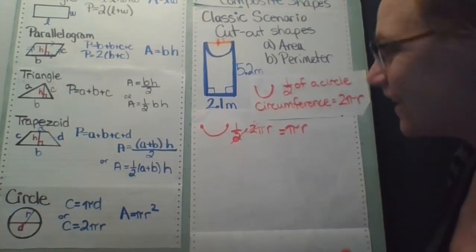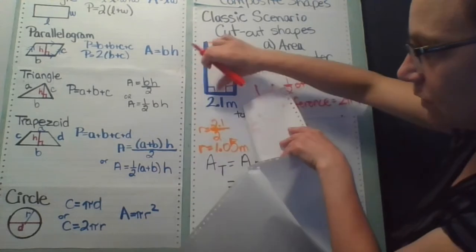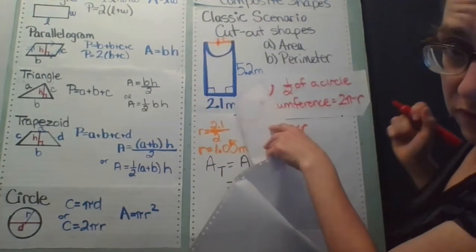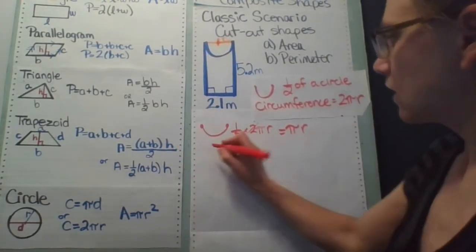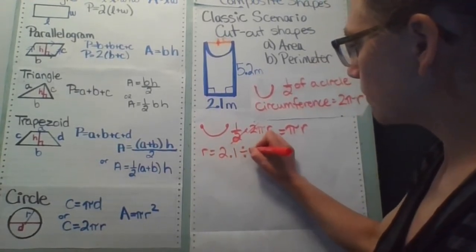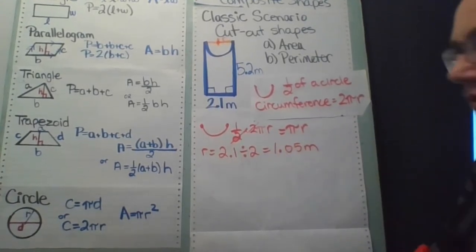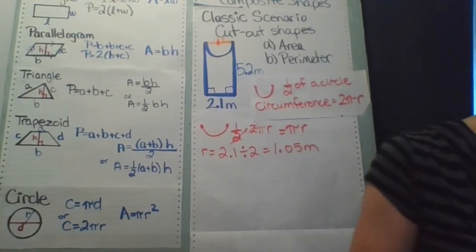Okay, well, we can do that. Don't forget our radius from before. We already figured that out. Radius was the 2.1 divided by 2, so 1.05 meters. So we're good. Let's do this.